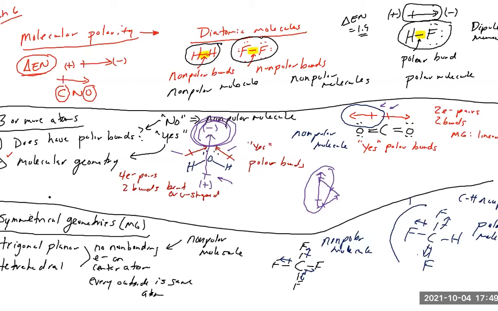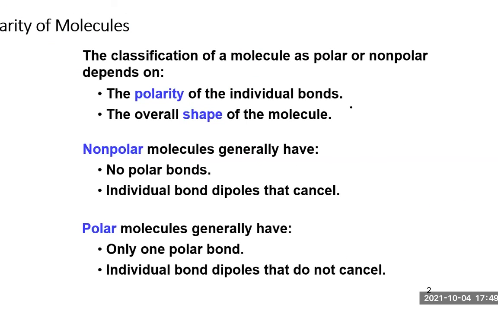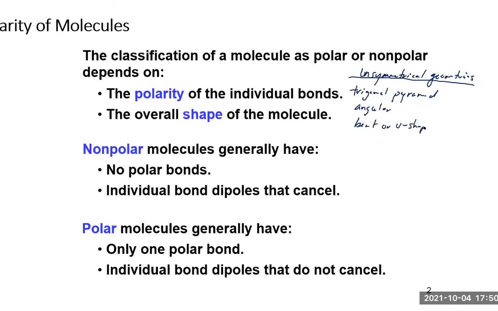Because we have some symmetrical geometries, we also have some unsymmetrical geometries. I think what I'll do is put it in here: some unsymmetrical geometries. Again, we're looking at molecular geometries. That's your trigonal pyramid. That is your angular, which is bent or V-shaped. And I think that's all we did in this class.